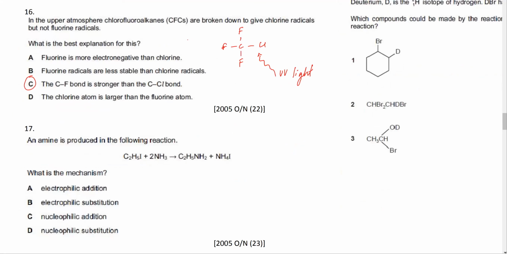Next, question 17: an amine is produced in the following reaction. What is the mechanism of this reaction? This is the same thing, it's a halogenoalkane, so it's going to be nucleophilic substitution. The reagent is C2H5I, so there's I.